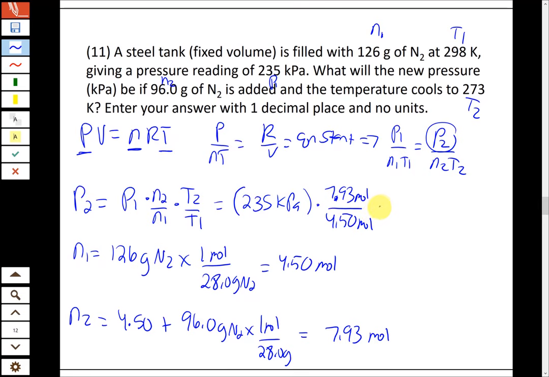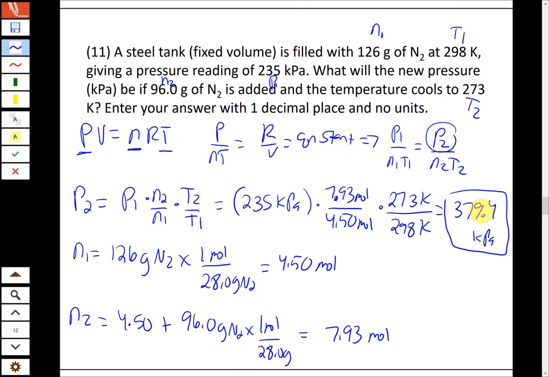And then for T2 and T1, these are already in Kelvin, so just make sure we keep which one is which. T2 is the final temperature, which is 273. T1 is the initial, which is 298, no conversions needed. And all that together gives us 379.4 kPa. So we added more nitrogen, which would raise the pressure, but we also lowered the temperature, which dropped it somewhat, and the total ends up being 379.4, which is still higher than the original.